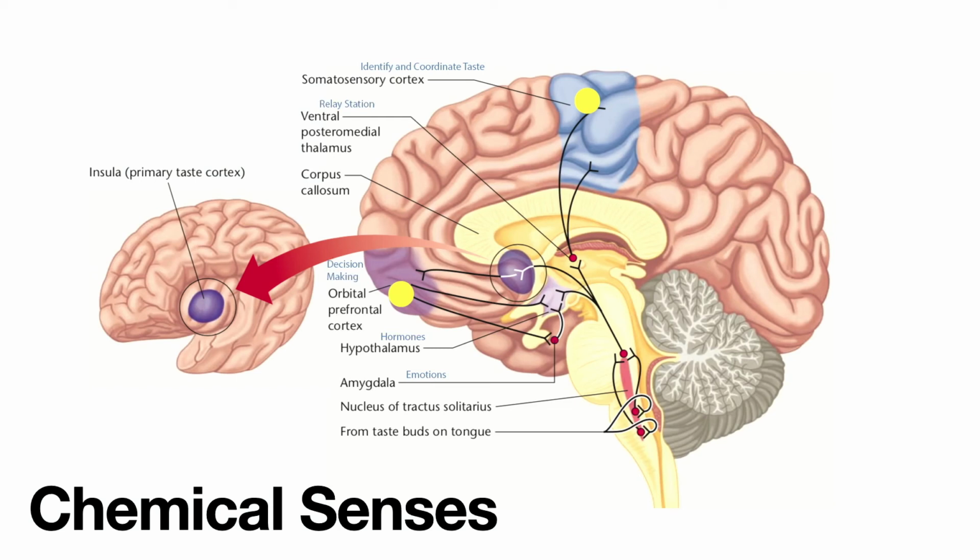What am I tasting? At the same time, we've also had activation of the primary taste cortex, the insula, and that sends information to the prefrontal cortex in order to identify, enjoy, spit out, whatever it is that we are eating. So that's the pathway of information across the brain when we taste something.